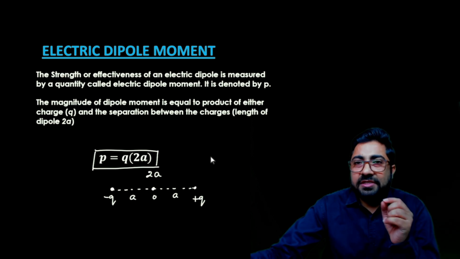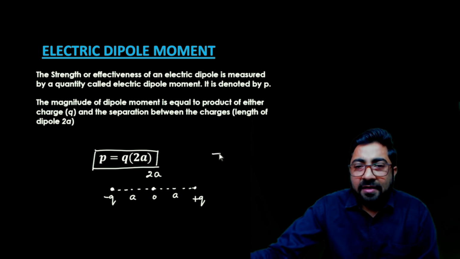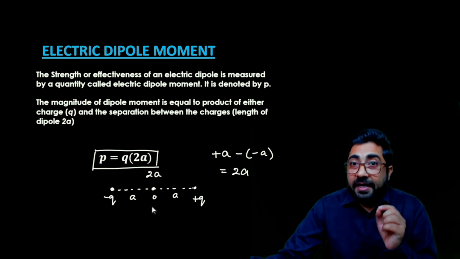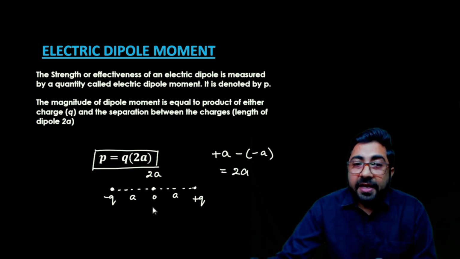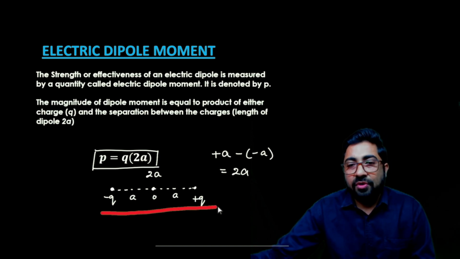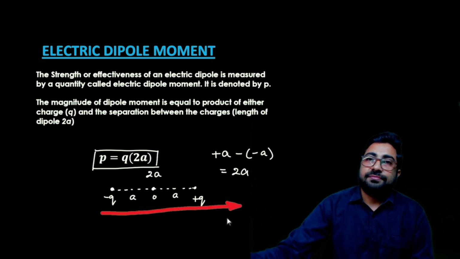So what is the value? That is final plus a minus minus a. So what is the displacement? It is equal to 2a. Electrical dipole एक vector quantity है and its direction is from negative charge to positive charge.